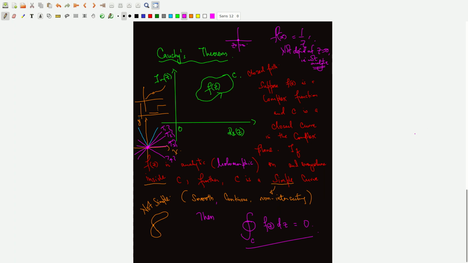So what else here? Yes, our function f of z is analytic inside the closed path C, a path which is simple. And what else? It's simple in the sense that it is smooth, continuous, and non-intersecting. Then the contour integral, that is the integral over this closed path C, of f of z is equal to 0. That is Cauchy's theorem.